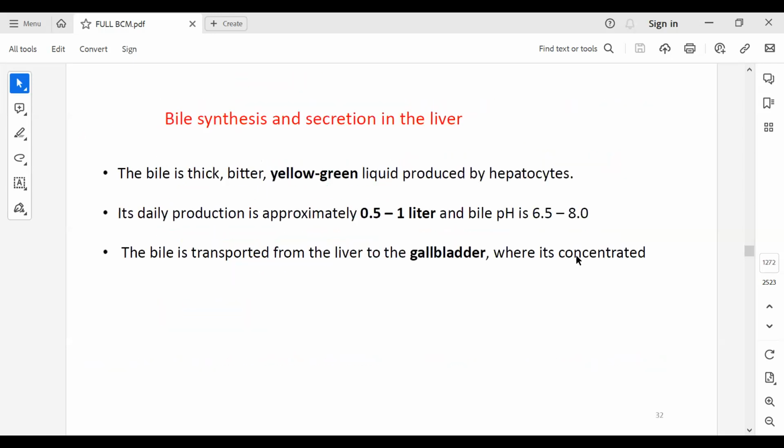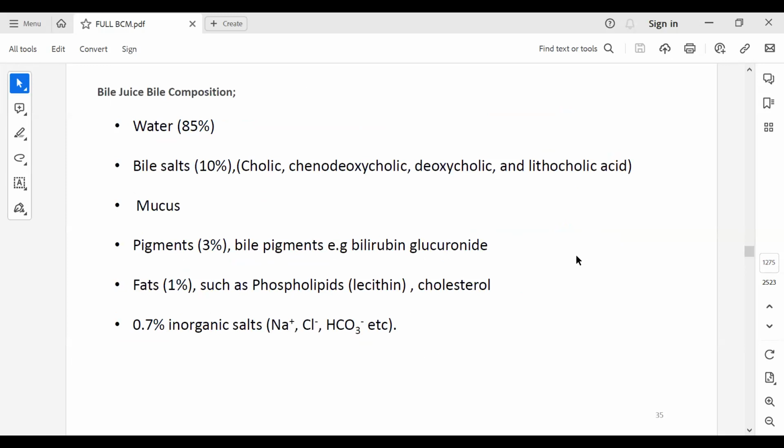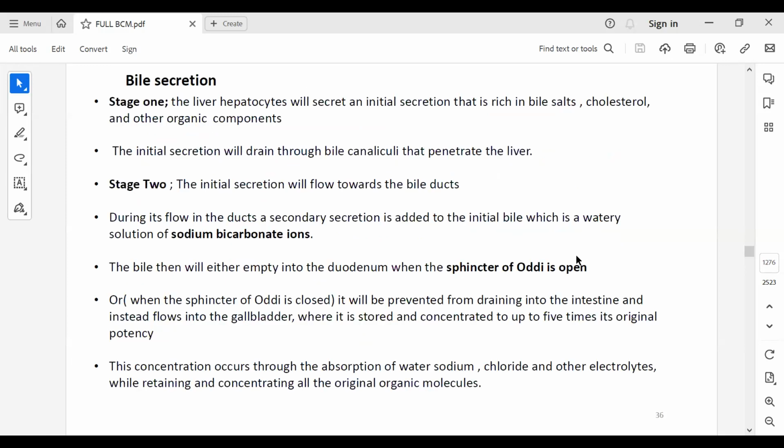Already talked about this. I hope you guys know about how bile is secreted.